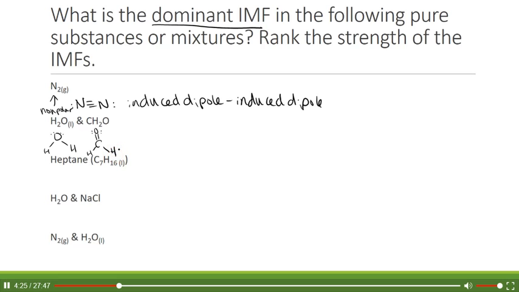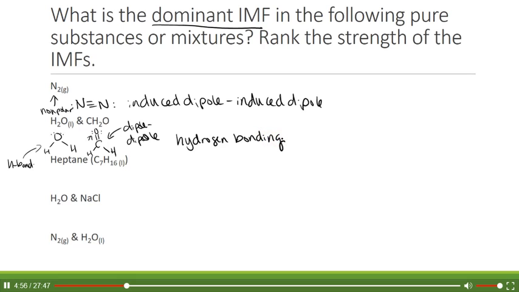The left one can hydrogen bond with itself or with others. The right one is dipole with itself. But if we mix it in with something that has the ability to hydrogen bond, since it has an electron pair, it can also hydrogen bond. So hydrogen bonding is the dominant intermolecular force here.